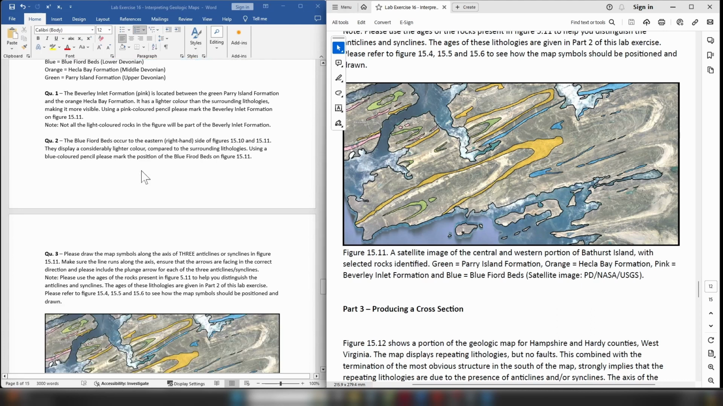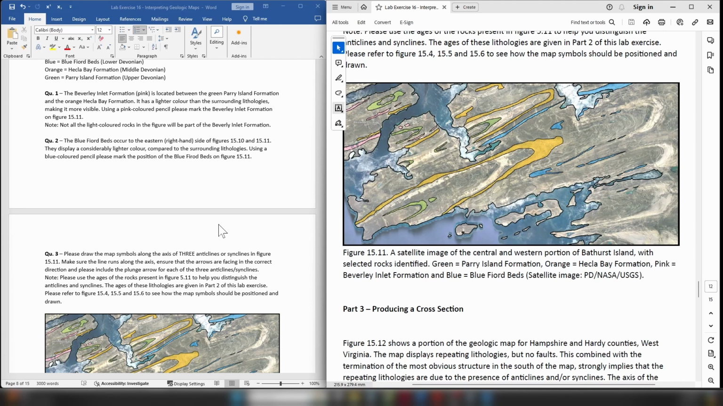So for question 2, we are going to be looking at the blue fjord beds, and these are picked out here in this light blue color. So you can see some here, there's some outcrops here, a couple there, and you can see the sweep of an anticline or a syncline here. You can see it comes around, we have them here, we can see we have another feature here as well. So we can see one side of it there and one side of it here. So the blue fjord beds are occurring on the right hand, so eastern side of our satellite image.